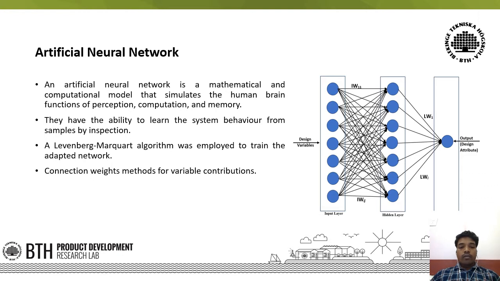A Levenberg-Marquardt algorithm was employed to train the adapted neural network as it combines the benefit of gradient descent and Gauss-Newton methods, and it also speeds up the convergence rate. To determine the relative importance of each design variable or independent variable, a connection weight method was employed.